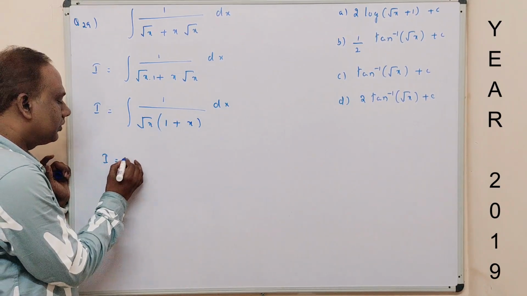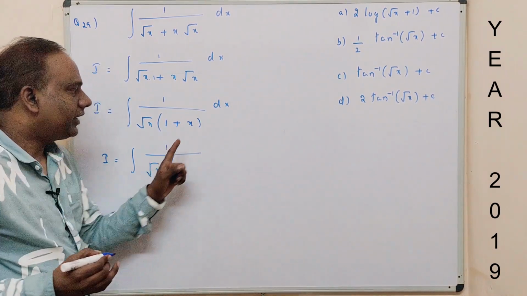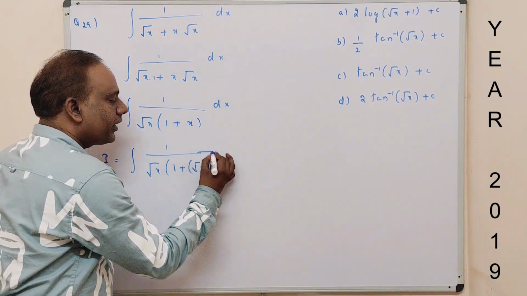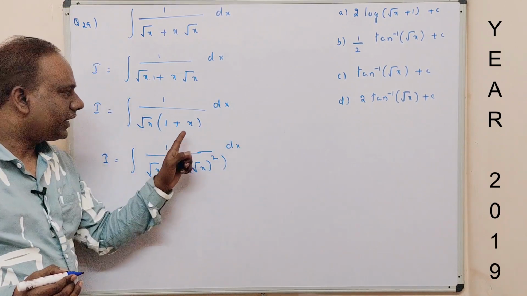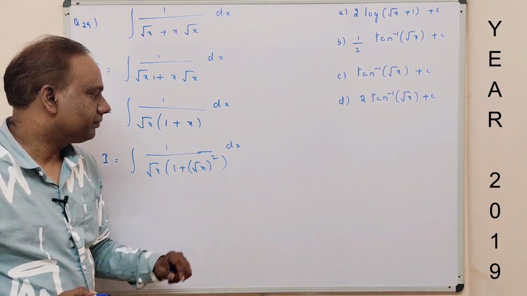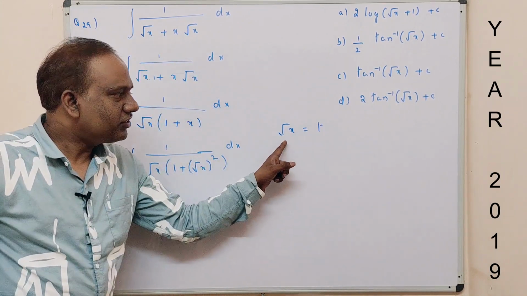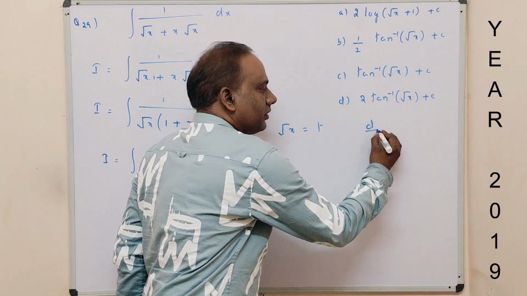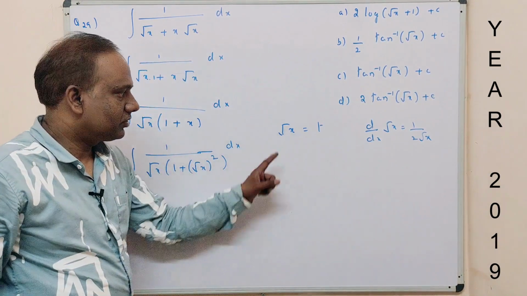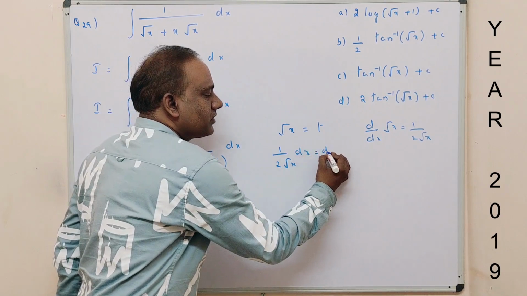Now I is equal to integration of 1 by root x into 1 plus x. So x can be written as root x whole square also. Square and root cancel, meaning the remaining is only x. So here take root x equal to t. The differentiation of root x is 1 by 2 root x, so 1 by 2 root x into dx is equal to dt.